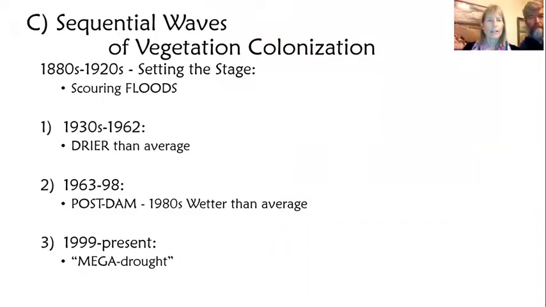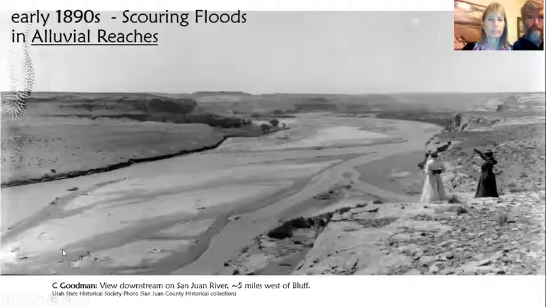So I'd like to talk now about sequential waves of vegetation colonization in four sort of different time periods. The earliest time period is really setting the stage with scouring floods. Then we go to a period that was drier than average. Then we go to the post-dam period, which included a wetter than average period. And then we get to the present time, where we find ourselves in the midst of a mega drought.